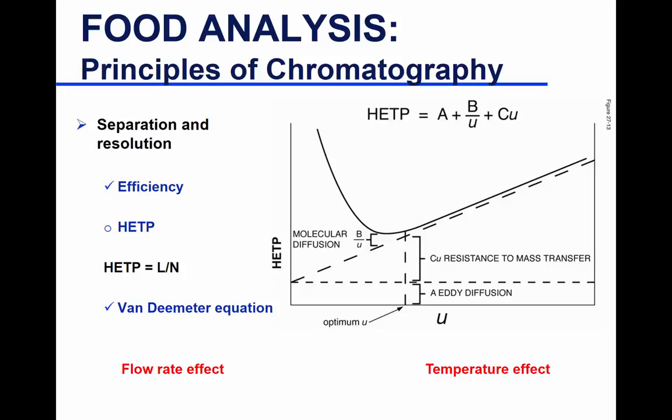I just put that back up to remind you of the three parameters that affect the column efficiency. In particular, we look at the height equivalent of a theoretical plate. The shorter it is, the more resolution, the sharper the peak. The longer it is, that means a longer time to reach equilibrium, the band or the peak broadens, and you have reduced efficiency.